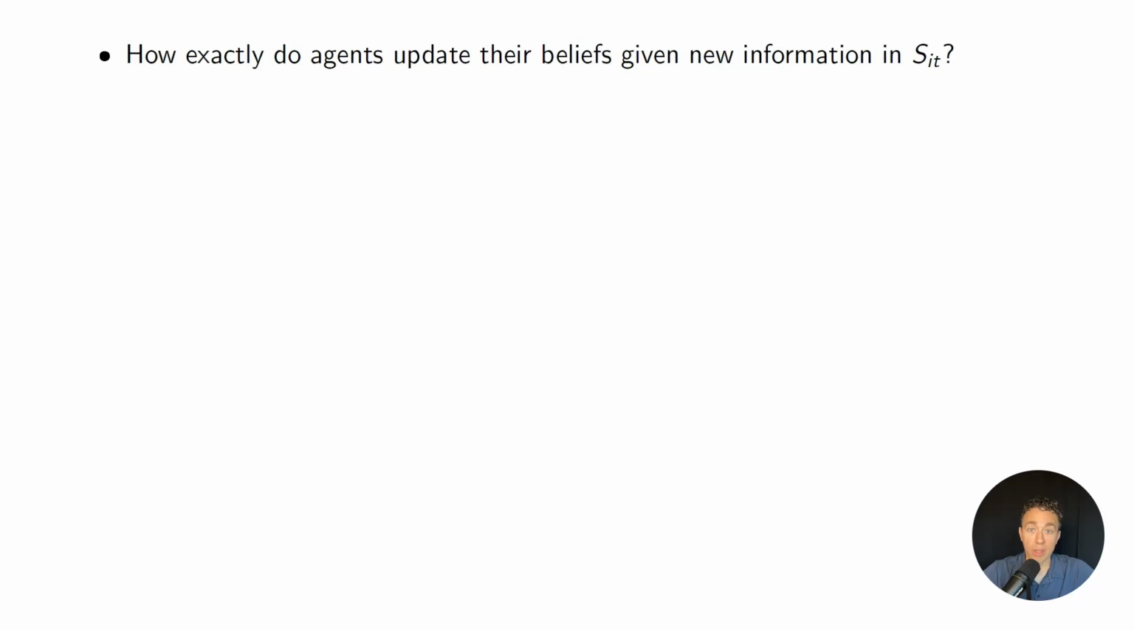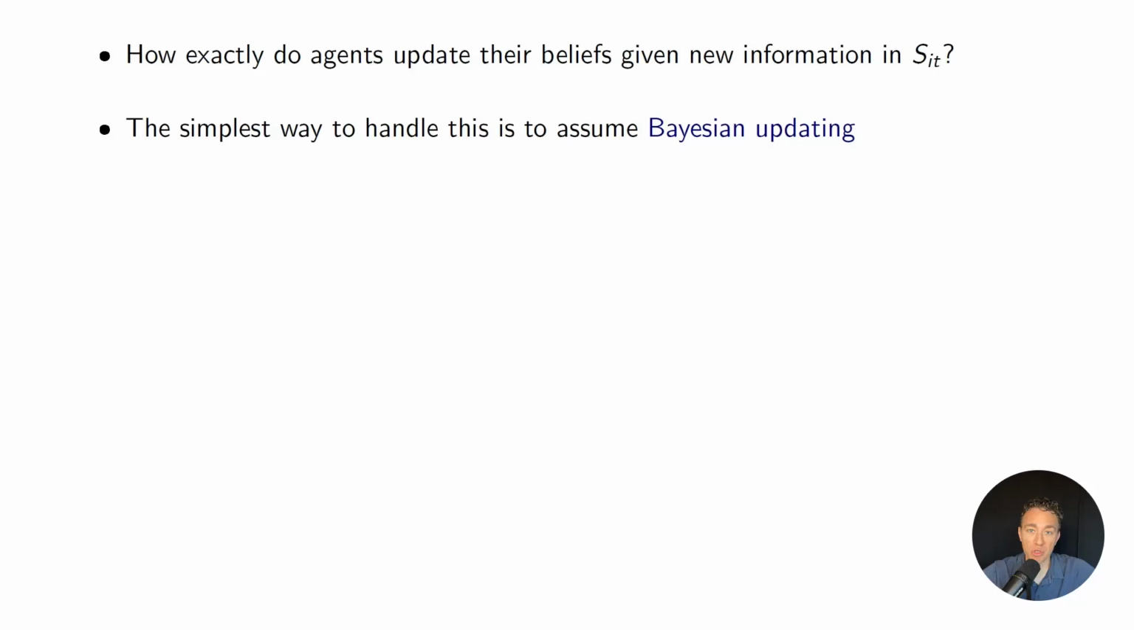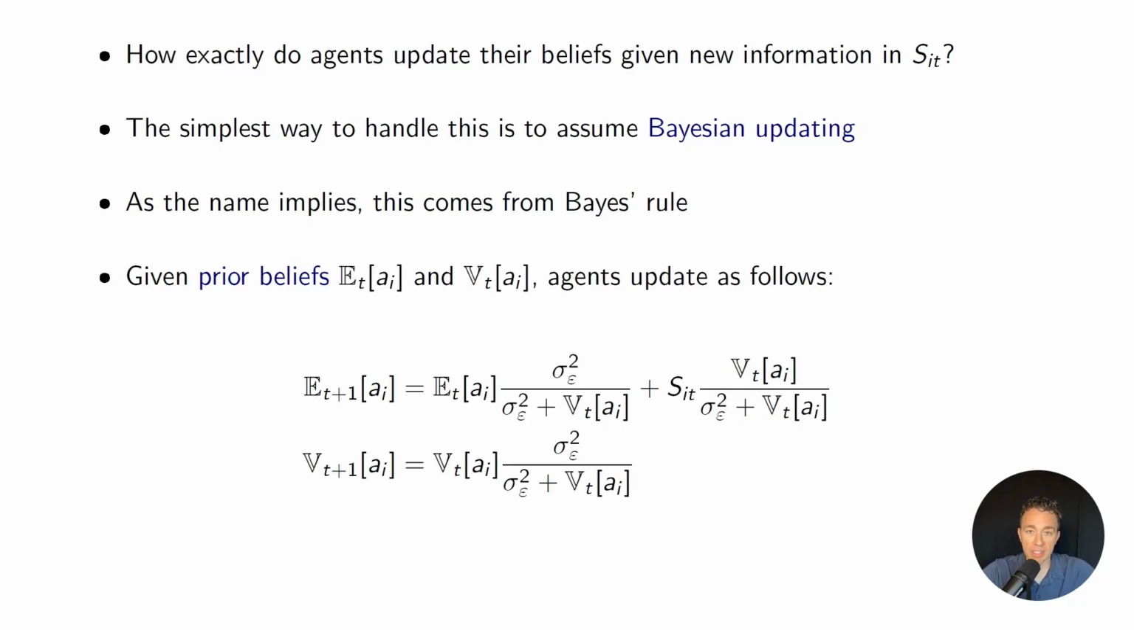So let's go through the Bayesian updating of the new information that is contained in the signal S sub it. And as mentioned, the simplest way is to assume that the agents are updating in a Bayesian fashion. And as the name implies, this comes from Bayes' rule. And the exact formulas are given here. I want to consider how the agent is updating their beliefs about the average and the variance of their A sub i. And the t+1 versions of these formulas are going to tell me what the agent believes the new value to be and how certain they are about that value.